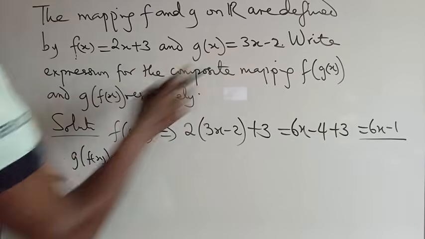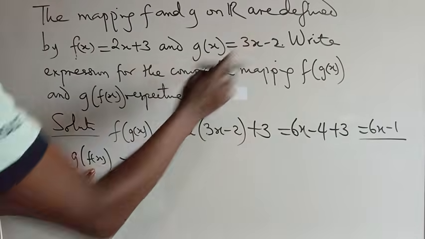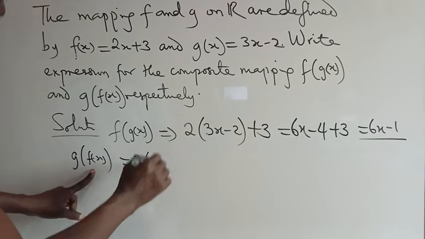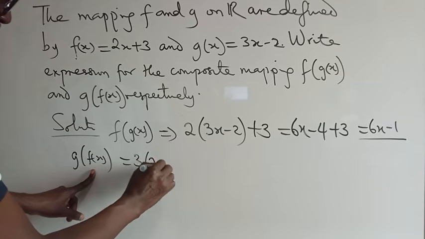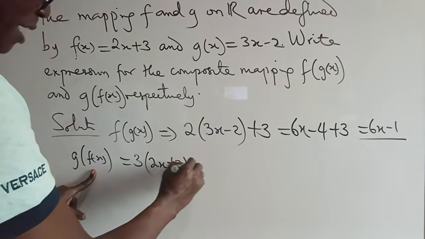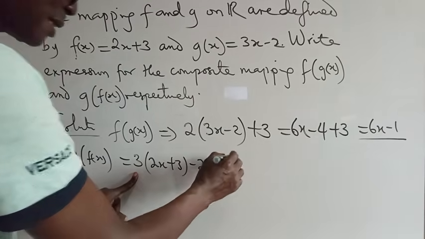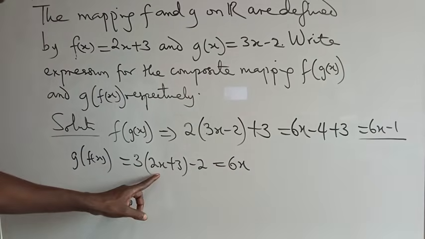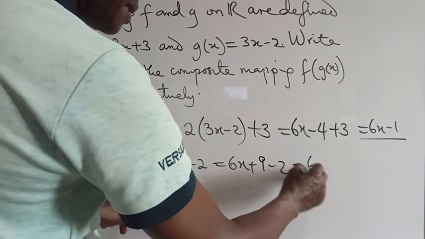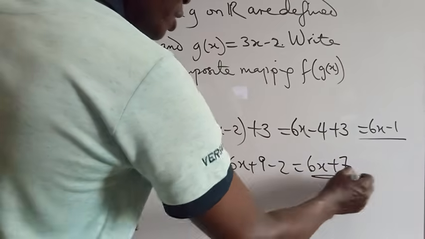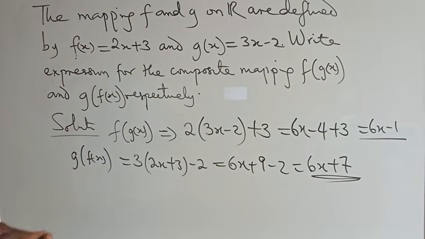Again, this is g of x, g of f of x. This is the base. Now 3 times x minus 2. Our x will now become f of x: 2x plus 3, then minus 2. Which will be 3 times 2x, 6x. 3 times 3 is 9. Then minus 2. That's 6x plus 7. So the question has been solved.